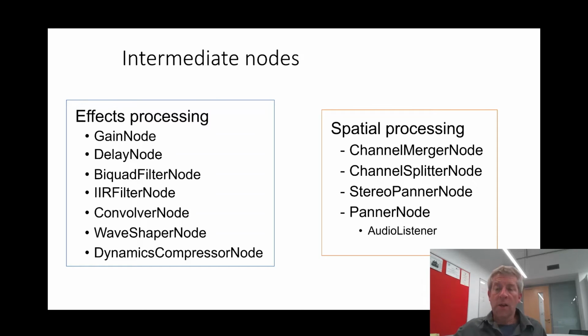Then we have the stereo panner node, just for panning a source, changing its position between left and right for speakers or simple headphone rendering, or the panner node, which allows one to render audio anywhere in a 3D space, so good for dealing with spatialization. And essential to the panner node is what's known as the audio listener, which describes where a listener is in that 3D space and how that listener is oriented. That's it. Those are all the main audio nodes in the Web Audio API.